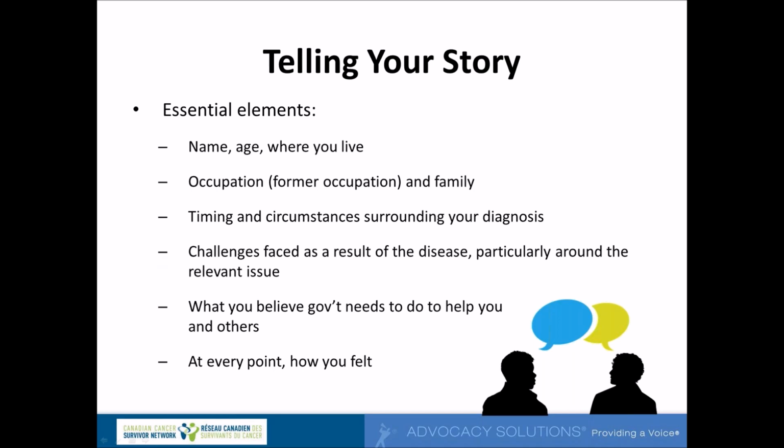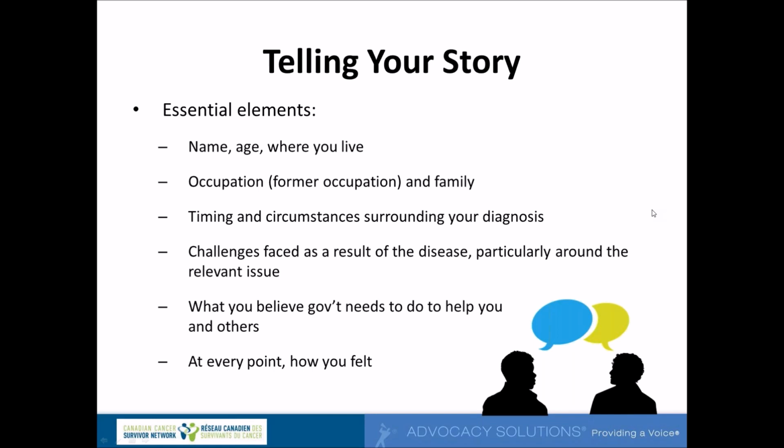You want to talk about the challenges faced as a result of the disease, again, particularly around the relevant issue. And again, challenges doesn't necessarily mean everything that's bad. Your personal story is not about all the things that have gone wrong. It should be a reflection of all of your challenges and all of the things that have gone well and perhaps not so well. What you believe the government needs to do to help you and others. So obviously there needs to be a connection between the fact that you're telling your personal story and what the government can do to assist you.